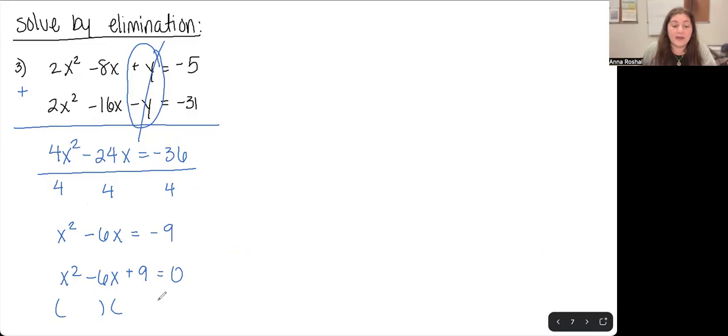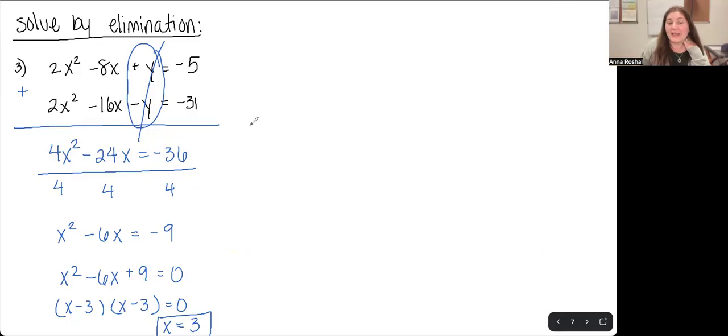And then when I factor this, I'm going to end up with x minus 3 squared, or just x minus 3. And then in here, my solution will just be x is 3. Gosh, there really is not enough space for anything.